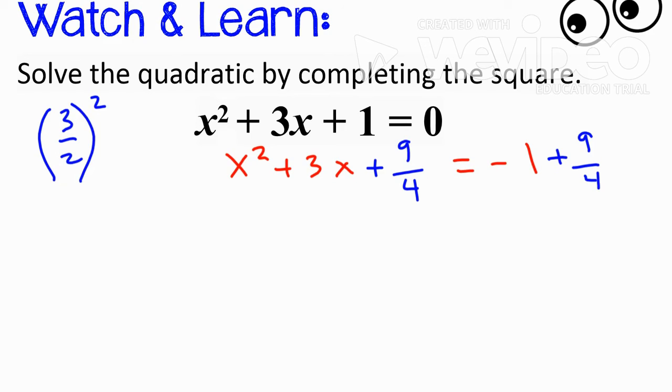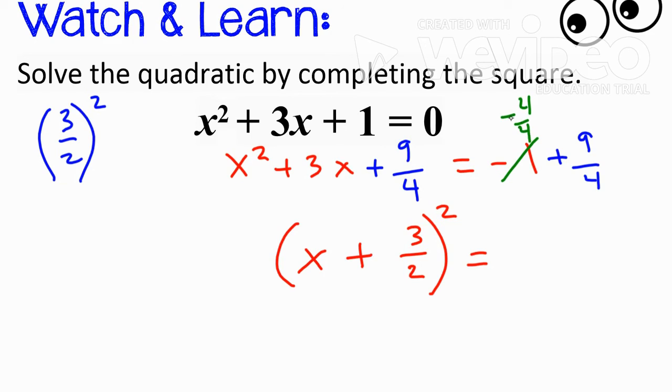All right, left-hand side needs to be factored. So here we go. Square root the first, square root the last. Now when you square root a fraction, you just do it 2 different times. Square root the numerator, square root the denominator, and that's how you find your term. And don't forget, steal the sign from the middle. So there's our perfect square. Now over here, I'm going to rename this as -4/4 because that will help me to combine this. -4 and 9 is 5/4.